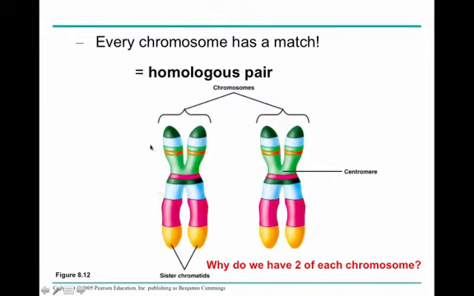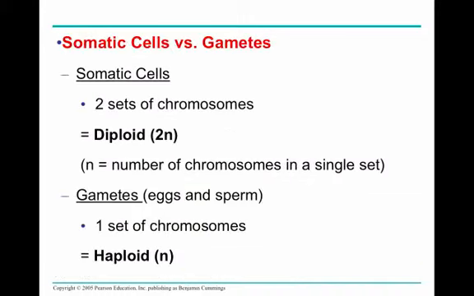Well, you obtained one from Mom. Thank you, Mom. And you obtained one from Dad. Thank you, Dad. So you have one of each. Two of each. One from each of your parents. Okay. So some more terminology.